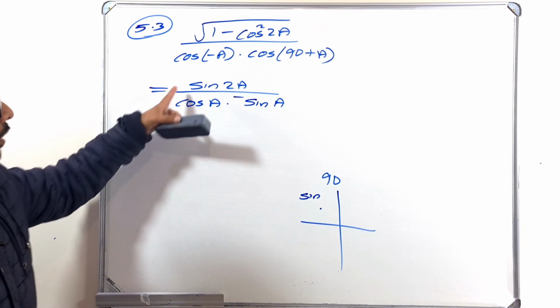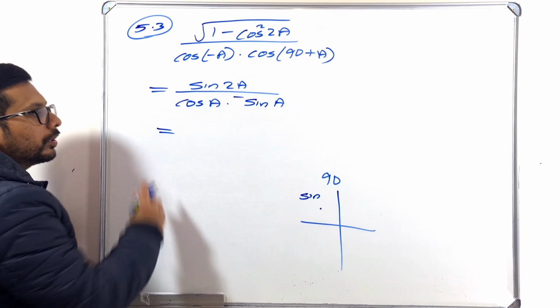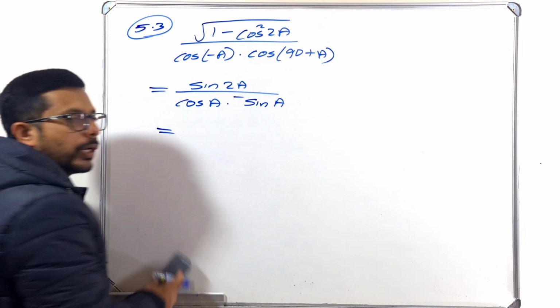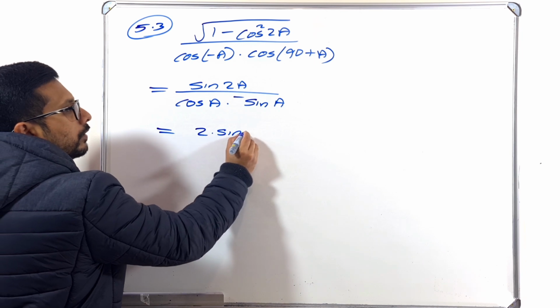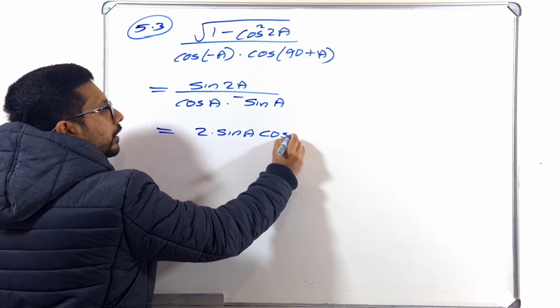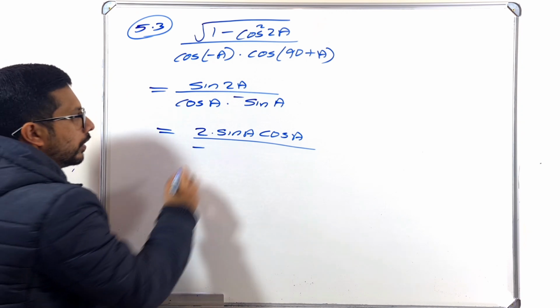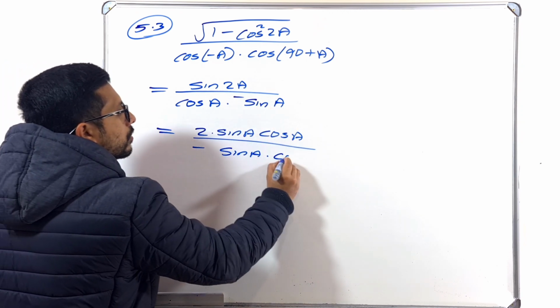Okay, so now sine 2a. Look at the numerator, sine 2a. Is it not a double angle? What is the expansion of sine 2a? You have to learn that by heart. So sine 2a is 2 sine a cos a divided by, let me put the minus here, then sine a into cos a.